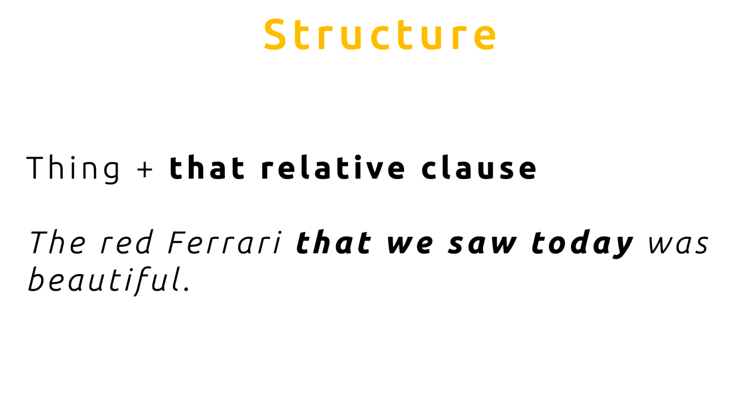Here's the structure for that relative clauses. We use a thing plus that relative clause. For example, the red Ferrari that we saw today was beautiful. So the red Ferrari is the thing, and the relative clause is that we saw today. So I'm identifying which red Ferrari I'm talking about. So that is relative clauses using who and that.